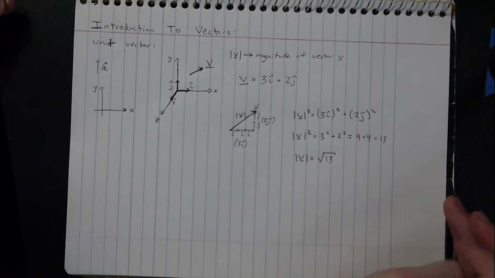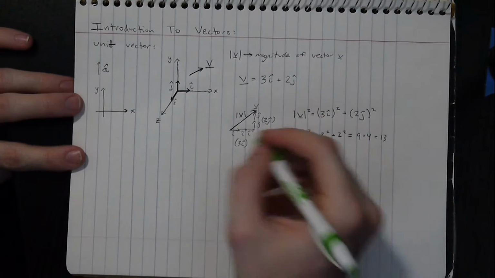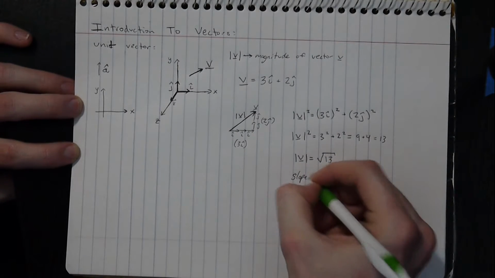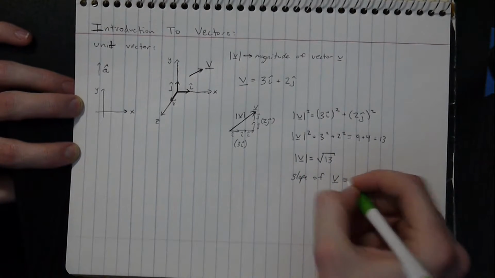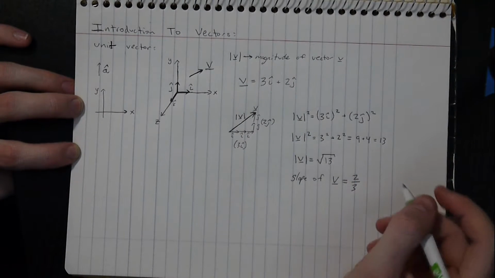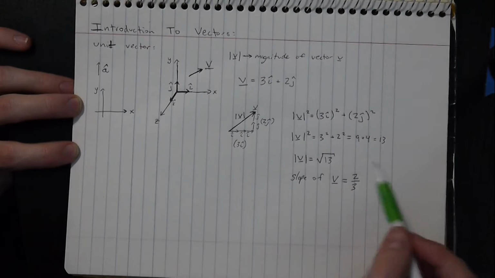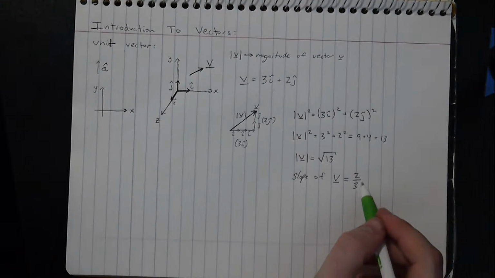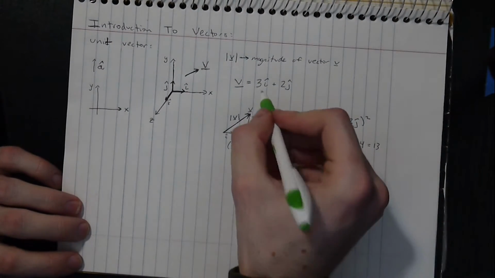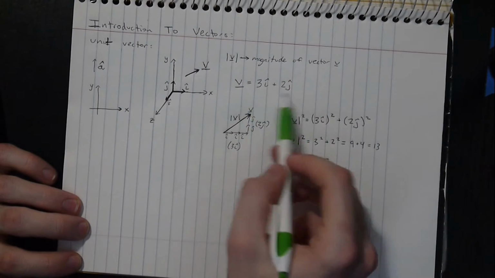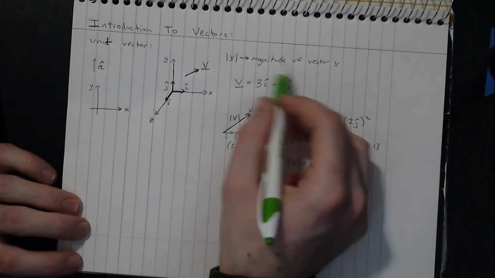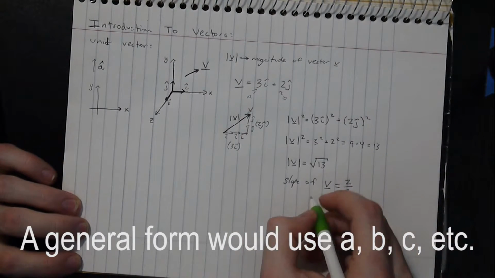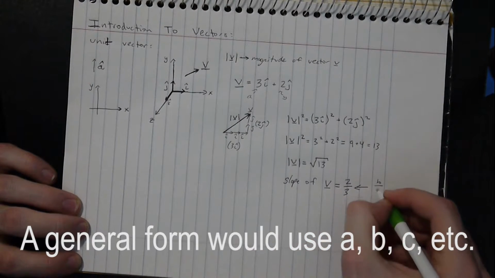Now, we can also see that this vector has a slope. The slope of vector v is equal to 2 over 3. That's just because the slope is the rise over run. We have 2j in rise, 3i in run, so the slope is 2 over 3. Sometimes in the definition of the vector, this can be called a, and that can be called b. So the slope is b over a.